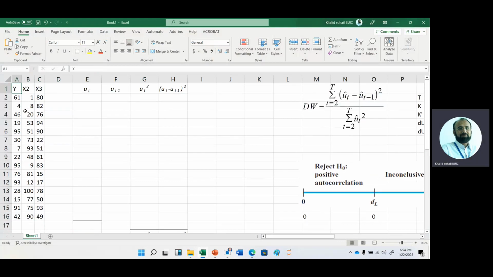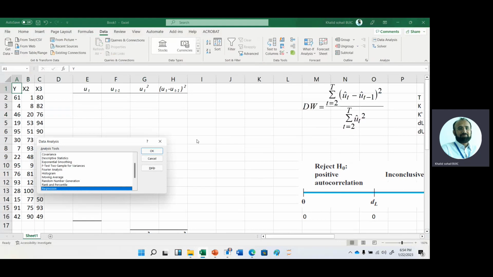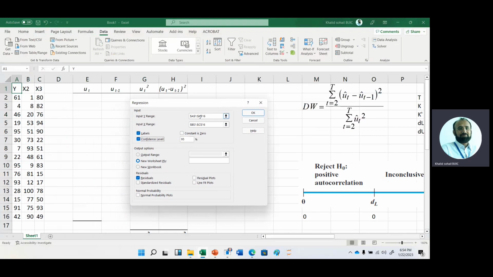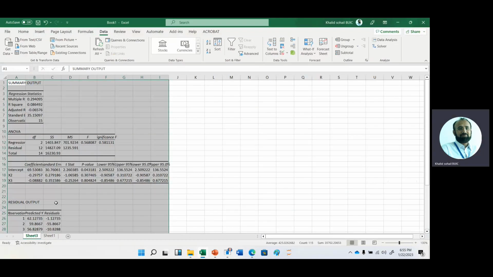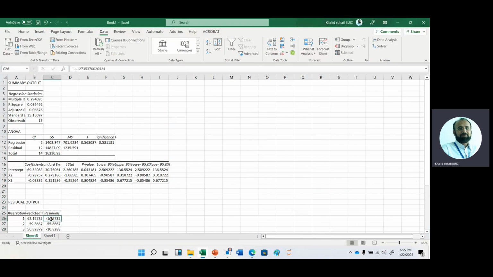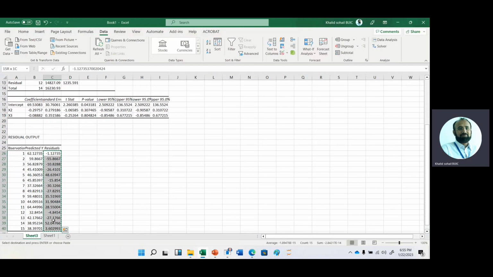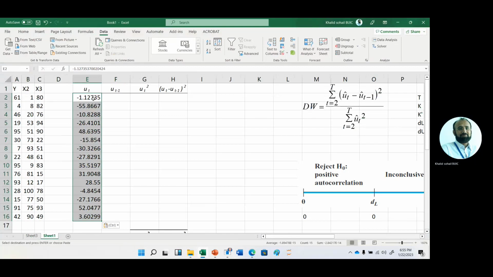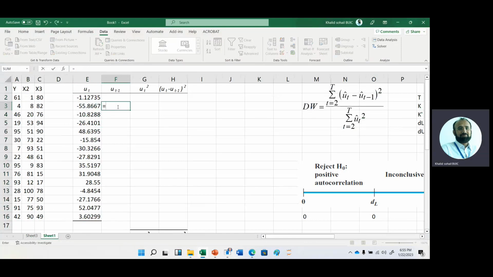So first we run the regression model, go to data analysis, and then select regression. Now the range is already selected because I have already run it. This is our dependent variable range, then our input range, and labels in first row, then confidence interval 95%, and just okay. Now we have this residual term, just copy these residual terms, control C, and go again to the first sheet. This is our residual term. Now, first we will take its lag term. Here is the lag term, and just copy it down.